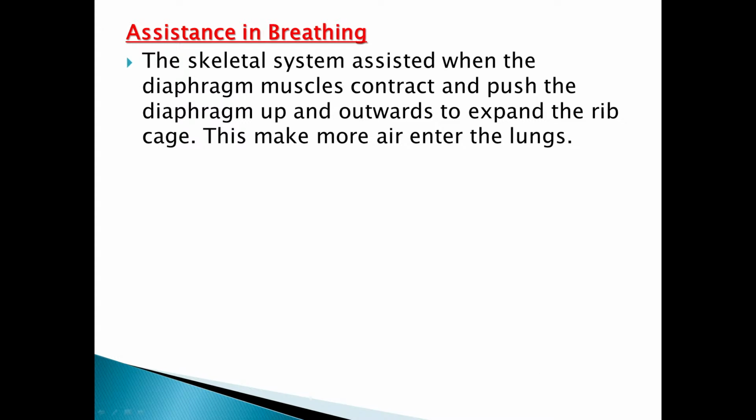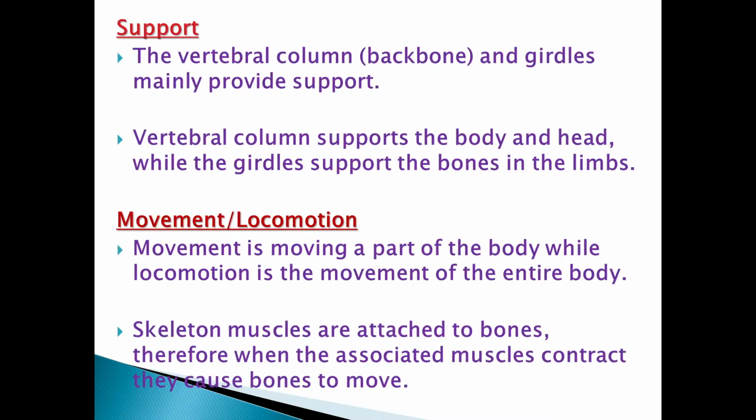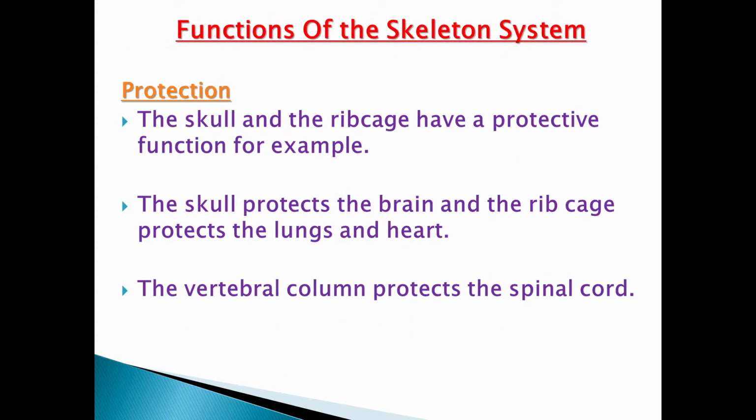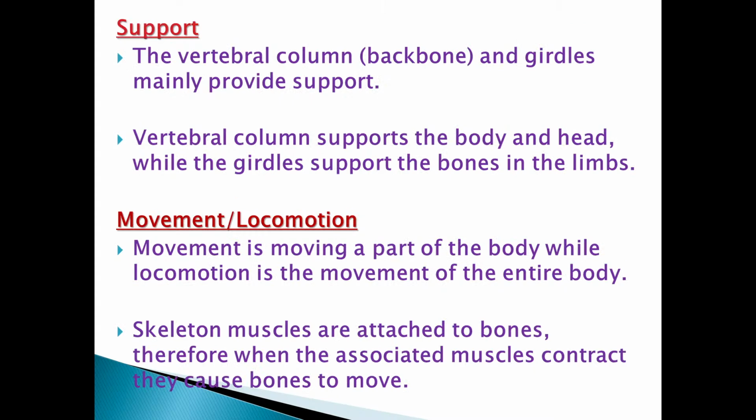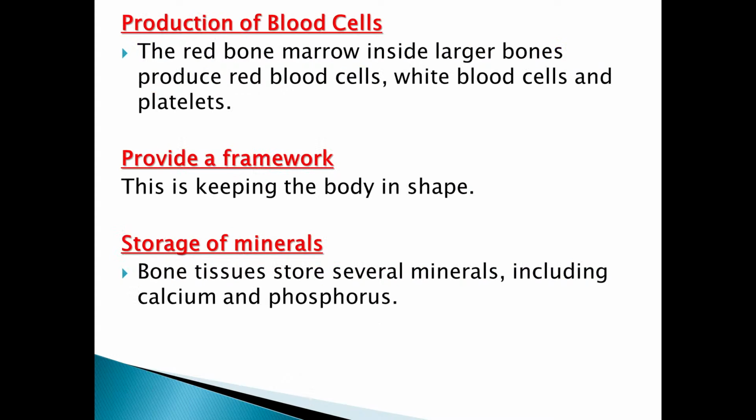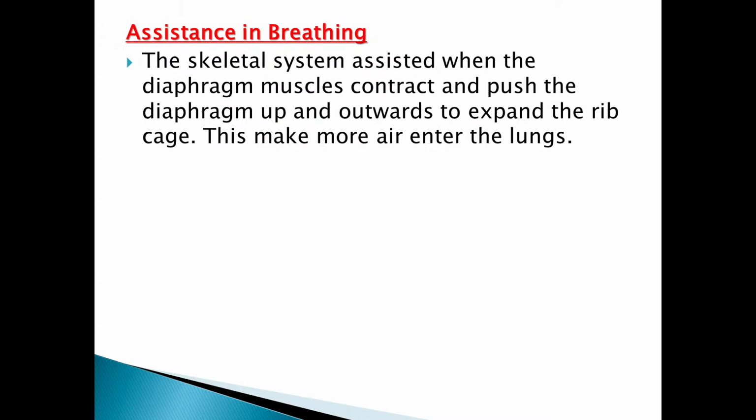So that should do it in terms of the different functions that the human skeletal system is responsible for. So again, students, in terms of listing them, protection is 1. We have support 2, movement or locomotion 3. Then we have production of blood cells, then we provide a framework, then storage of minerals, and assistance in breathing.